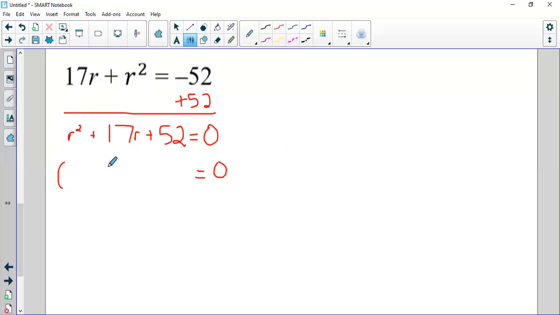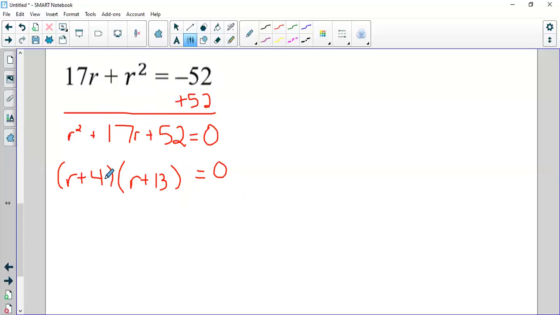So I'll make my 2 parentheses. I will fill in my variable for my first terms, r and r. I have a positive c value, therefore I will have to add to make the b value. I will have 2 signs in my parentheses that are the same, and they'll both be plus. So if I want, I can fill them in now. And the factors of 52 that add to make 17 are 4 and 13.